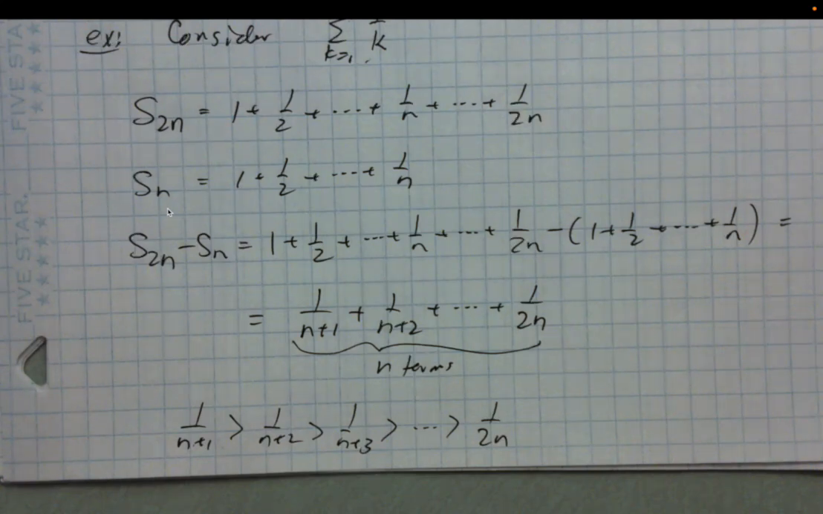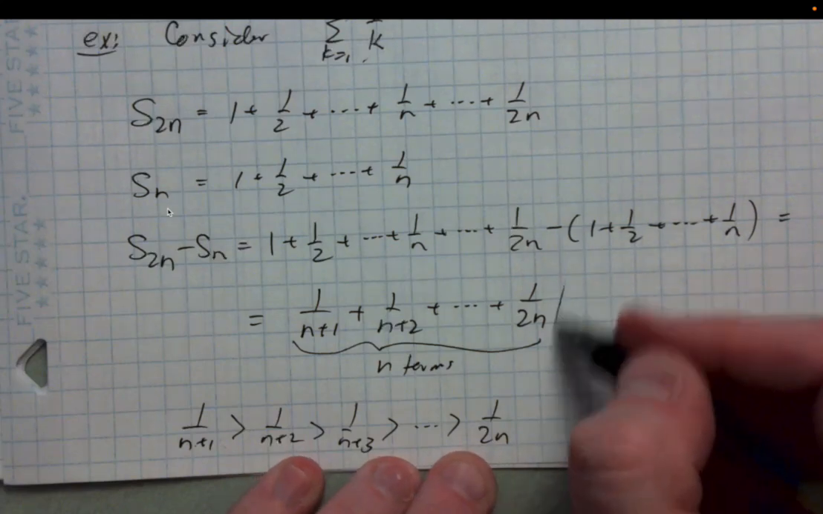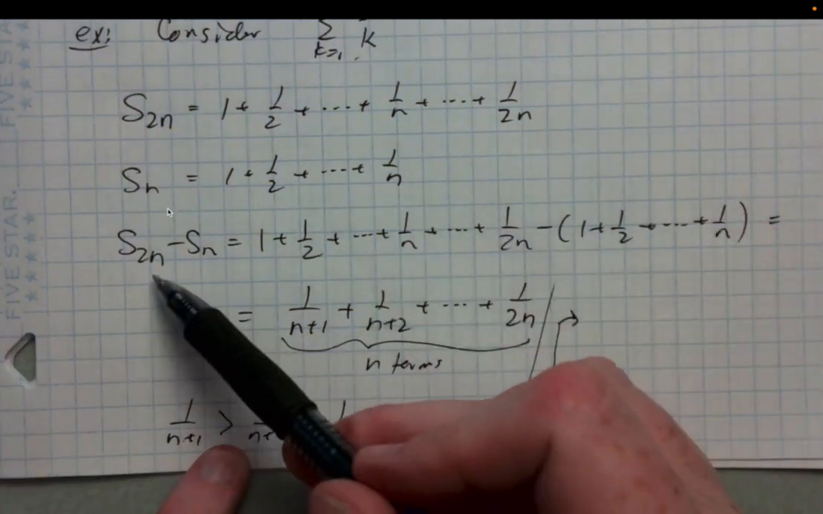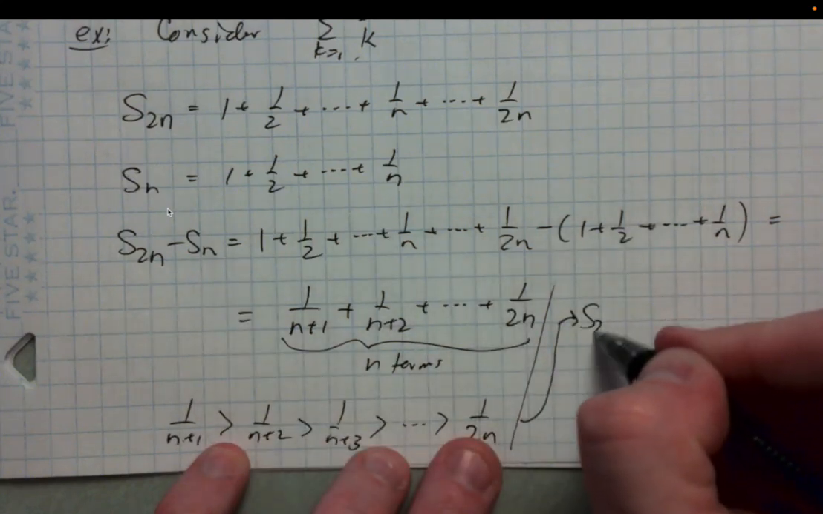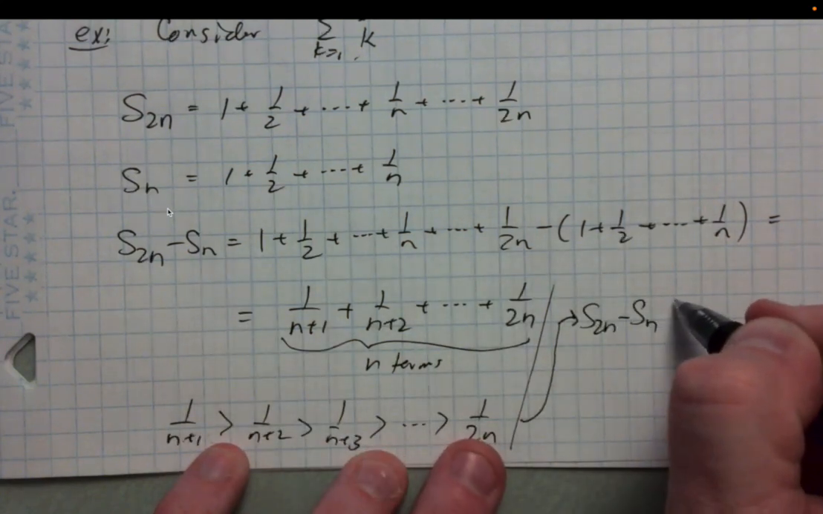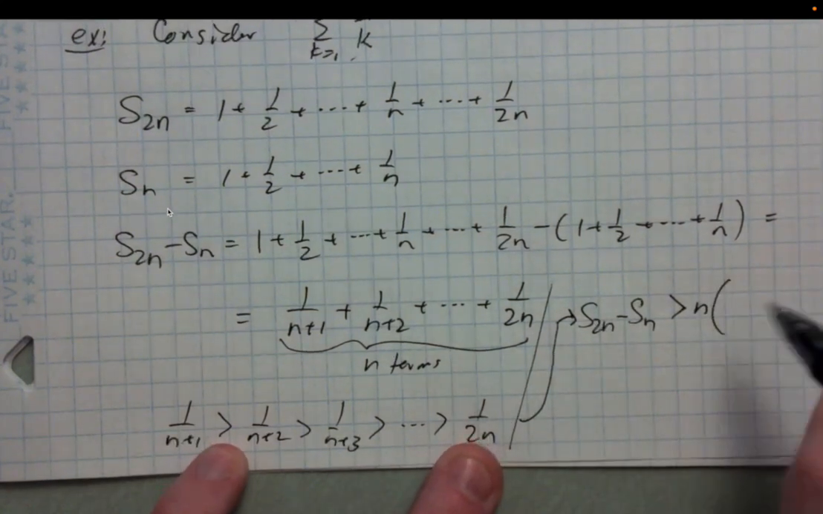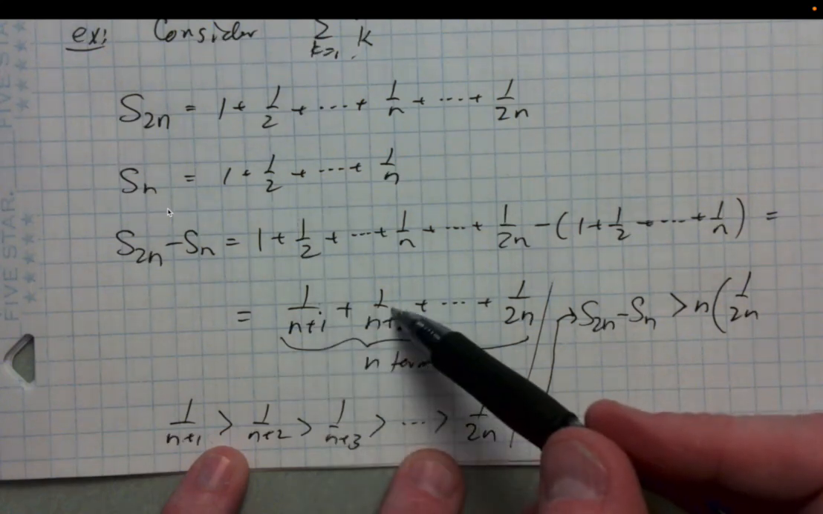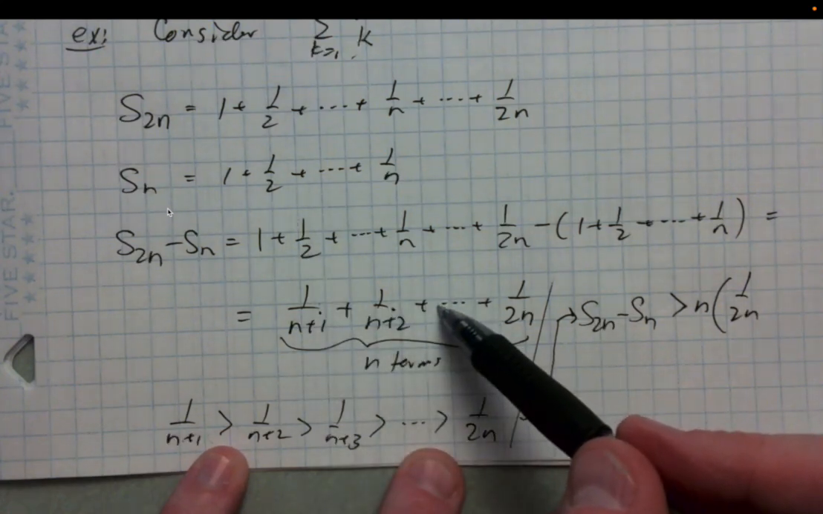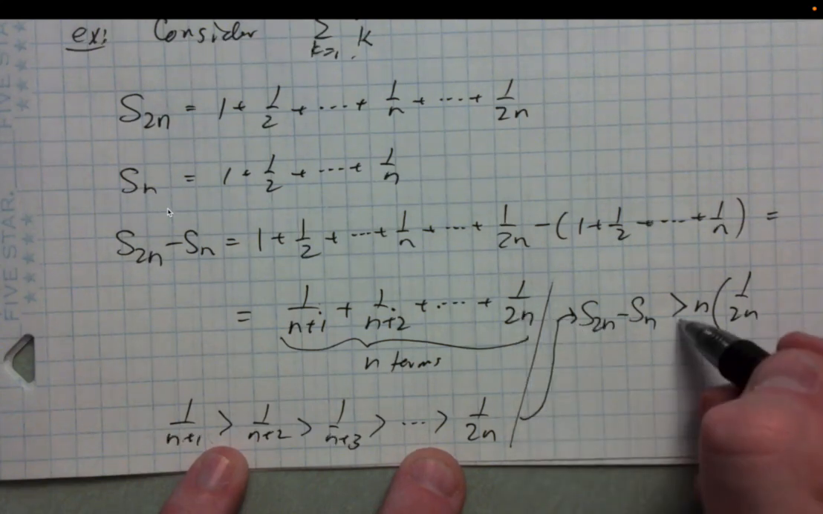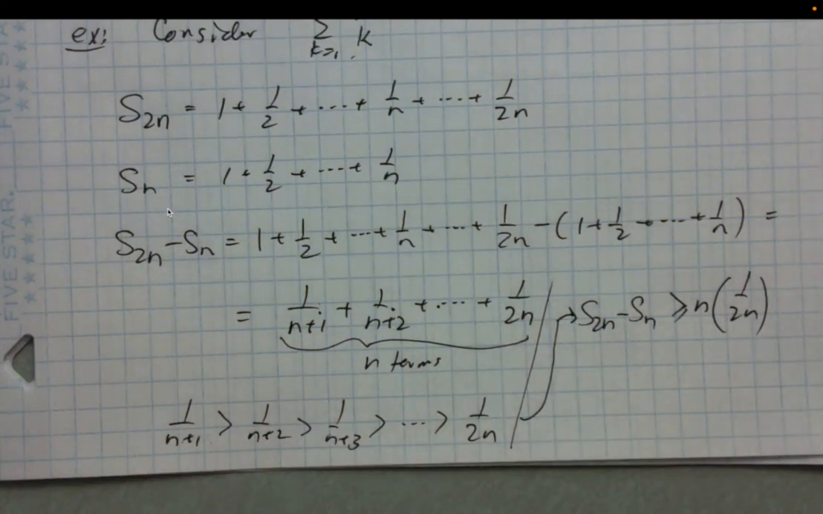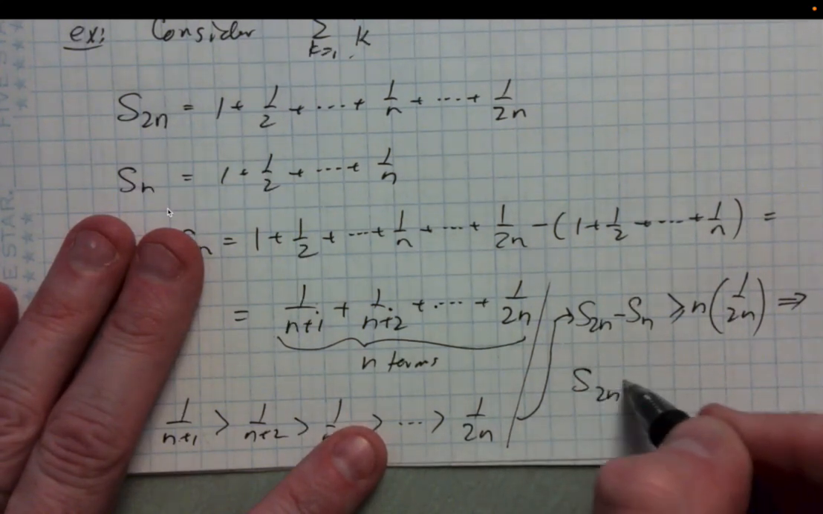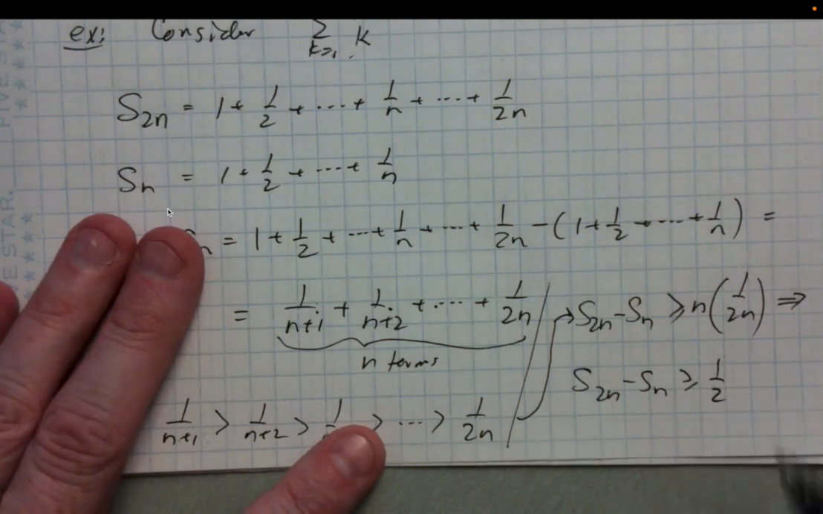Okay? So what does that mean? Well, the implication here is that s sub 2n minus s sub n must be greater than n times 1 over 2n. This one is bigger than 1 over 2n. This one is bigger than 1 over 2n. This one is bigger than 1 over 2n. This one is equal to 1 over 2n. So we'll say greater than or equal to. And so that means that s sub 2n minus s sub n is greater than or equal to 1/2.